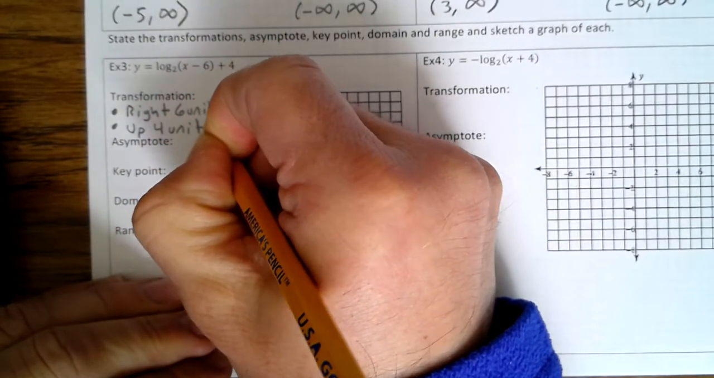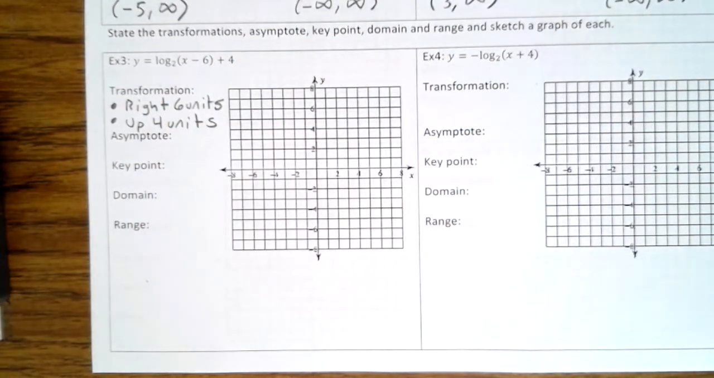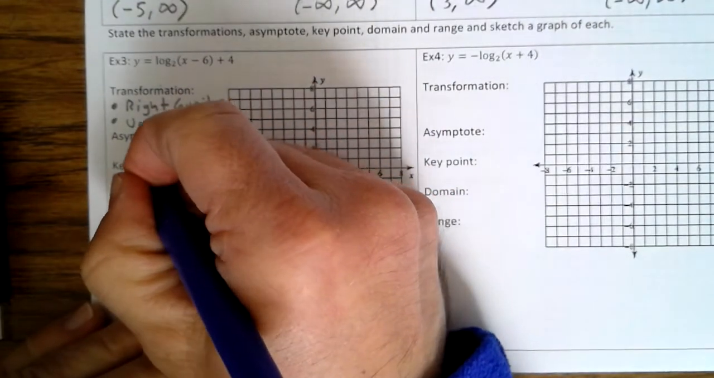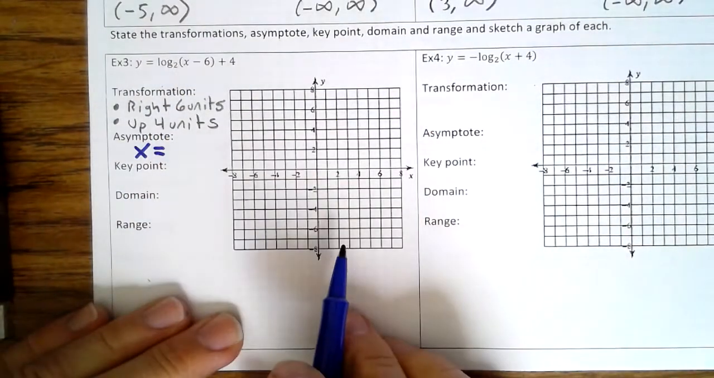Now, we know from example 1 and example 2, the asymptote for log is x equals, and it's where this number is affected. So here this tells us we go to the right 6 units, so x equals 6.